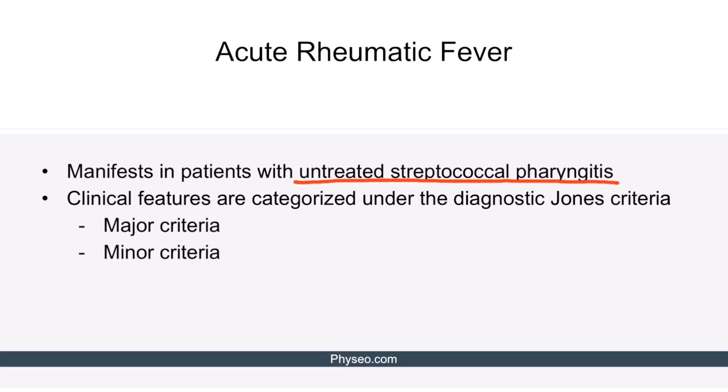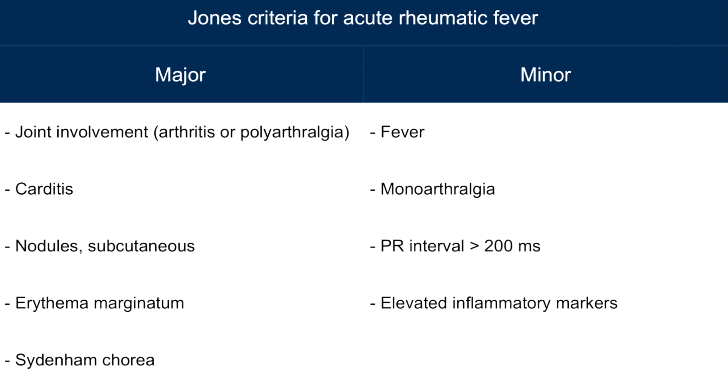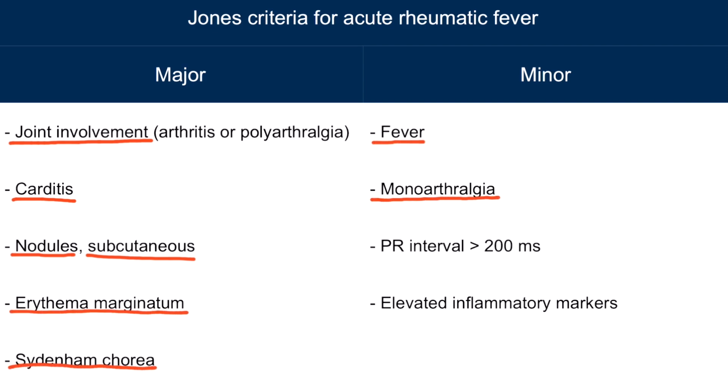Its clinical features are categorized under the diagnostic Jones criteria, which are divided into major criteria and minor criteria. Here is a table summarizing and categorizing the Jones criteria for acute rheumatic fever. The major criteria include joint involvement, such as arthritis or polyarthralgias, as well as carditis, subcutaneous nodules, erythema marginatum, and Sydenham chorea. The minor criteria include fever, monoarthralgias, prolonged PR interval, and elevated inflammatory markers.